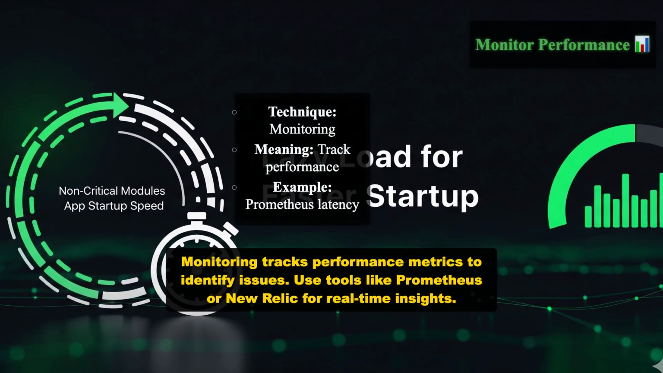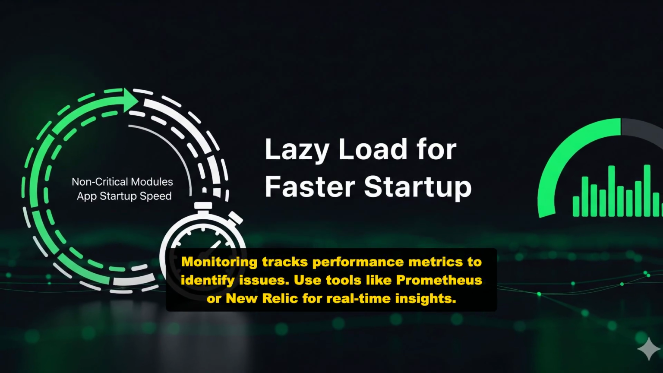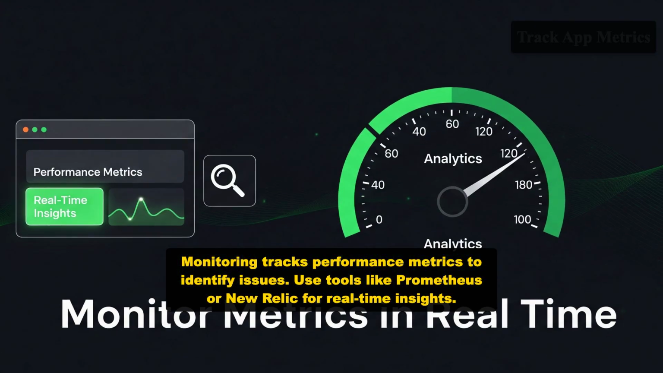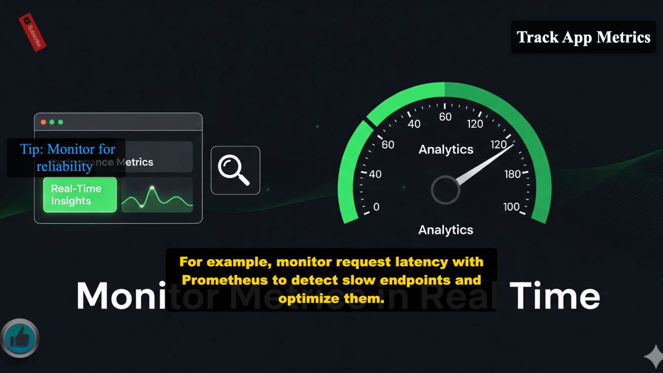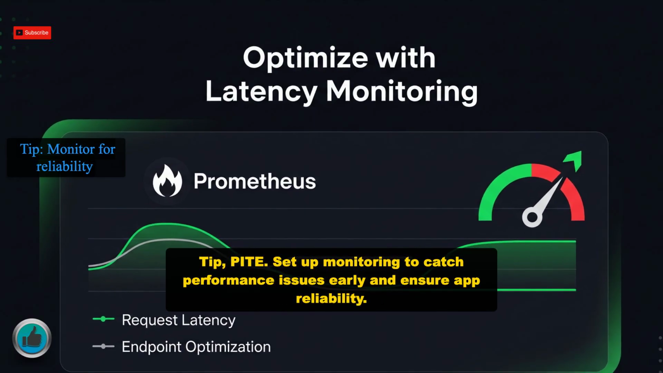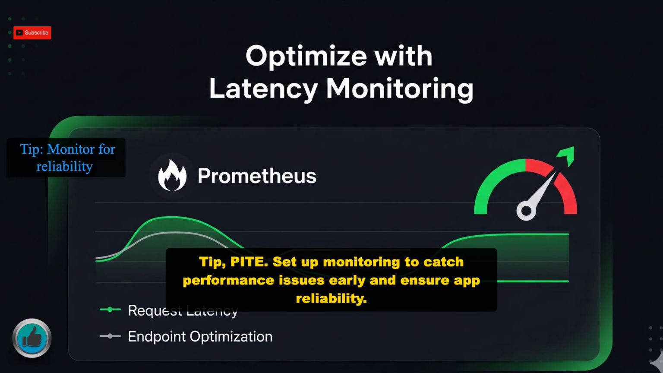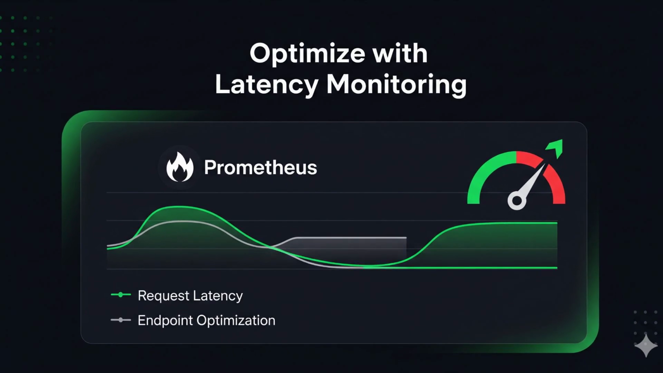Monitoring tracks performance metrics to identify issues. Use tools like Prometheus or New Relic for real-time insights. For example, monitor request latency with Prometheus to detect slow endpoints and optimize them. Tip: Set up monitoring to catch performance issues early and ensure app reliability.